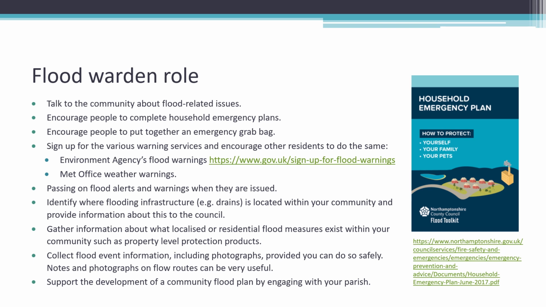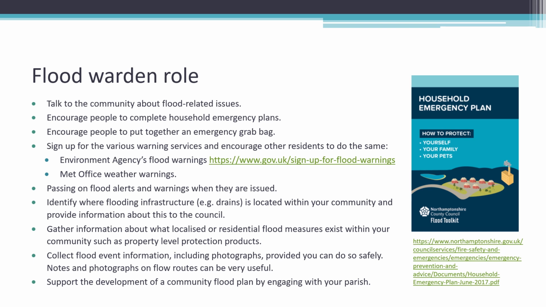Collect flood event information including photographs. Notes and photographs on flow routes can be useful, and make sure that any information submitted is accurate in terms of date, time and location. Support the development of a community flood plan by engaging with your parish, and make sure that during a flood you follow the procedures set out in your community flood plan.